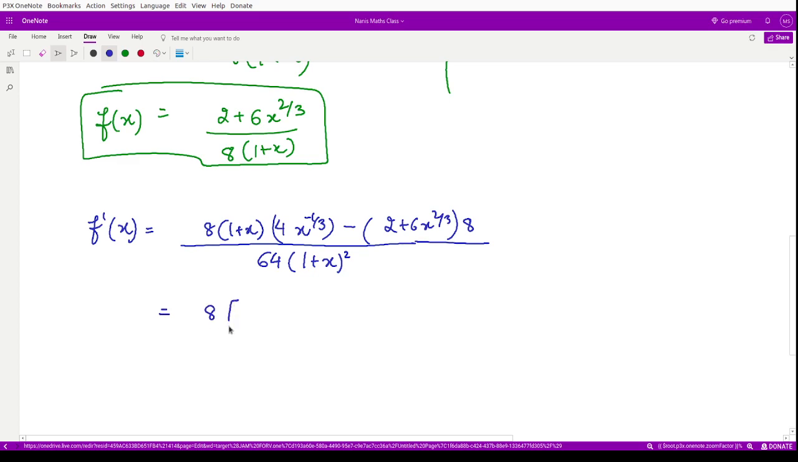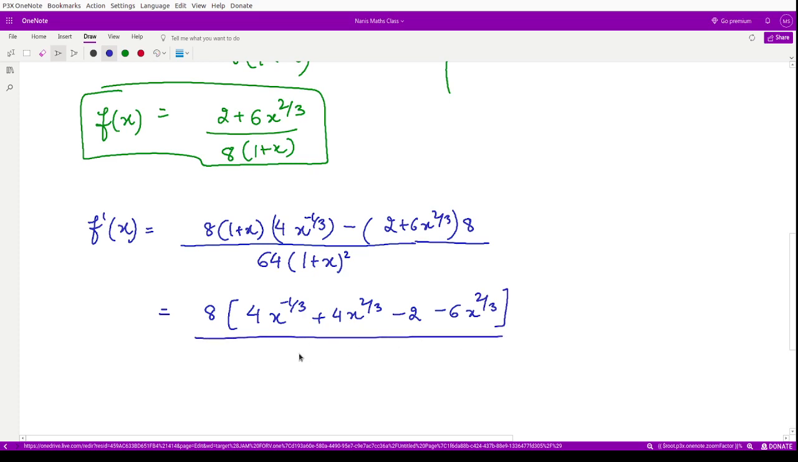So finally you may write this to be 8. You can take 8 common from both the terms, so it would be 8 into 4 into x to the power minus 1 by 3 plus 4 into x to the power 2 by 3 minus 2, and then you have minus 6x to the power 2 by 3, divided by 64 x 1 plus x square. Now this is your derivative.